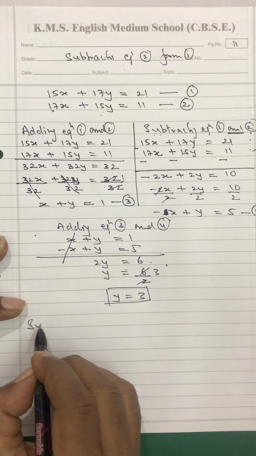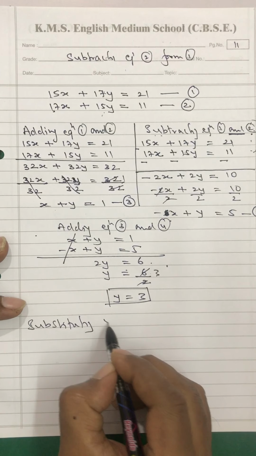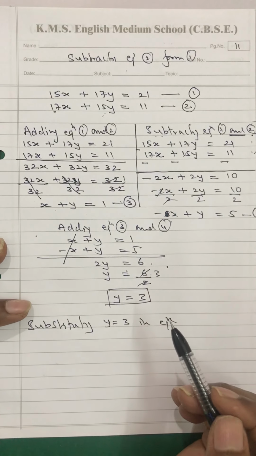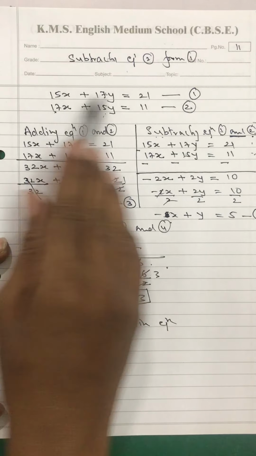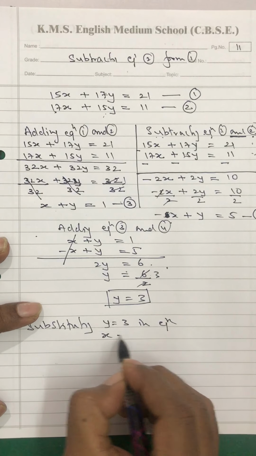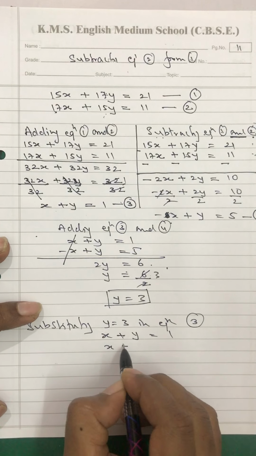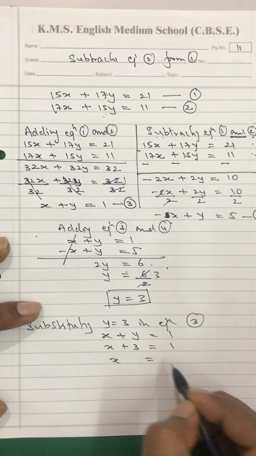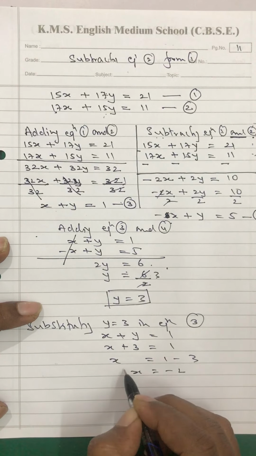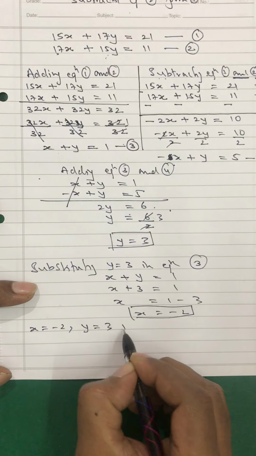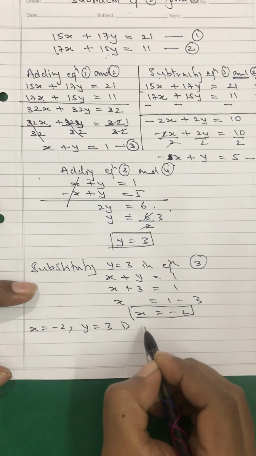Now the same, substituting y is equal to 3. Any one you can choose, 1, 2, 3, 4. Now only the smart people will go and choose 1 and 2, but I am a very normal person. I will go and choose equation 3. x plus y is equal to 1, x plus 3 is equal to 1, x is equal to 1 minus 3, x is equal to minus 2. So I will write x is equal to minus 2, y is equal to 3 is the solution of the given simultaneous equations.